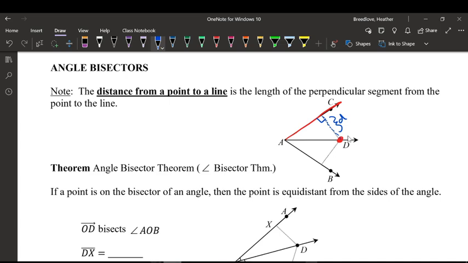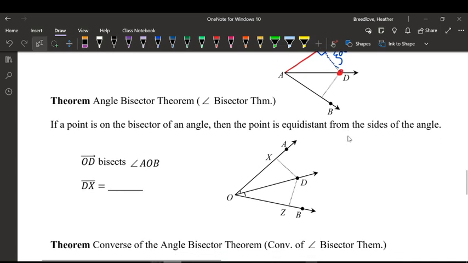All right, so the angle bisector theorem tells you if a point is on the bisector of an angle, then the point is equidistant from the sides of the angle. Same thing again, because you notice that the picture is very similar. This just has an extra requirement talking about the angle being bisected, because it says that ray OD bisects angle AOB.